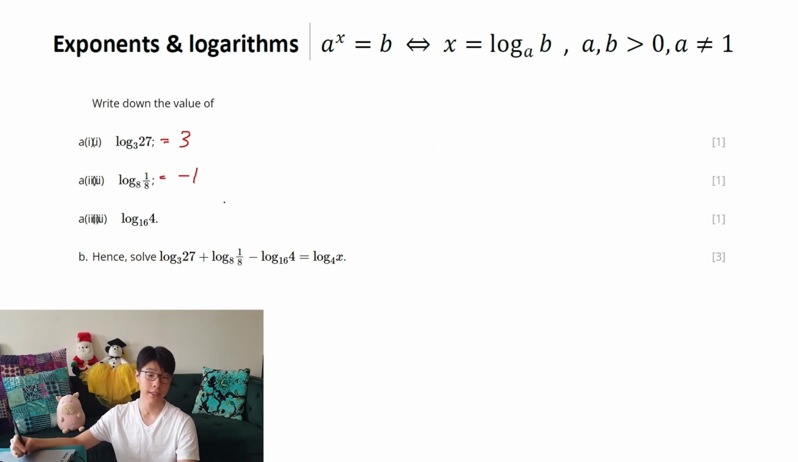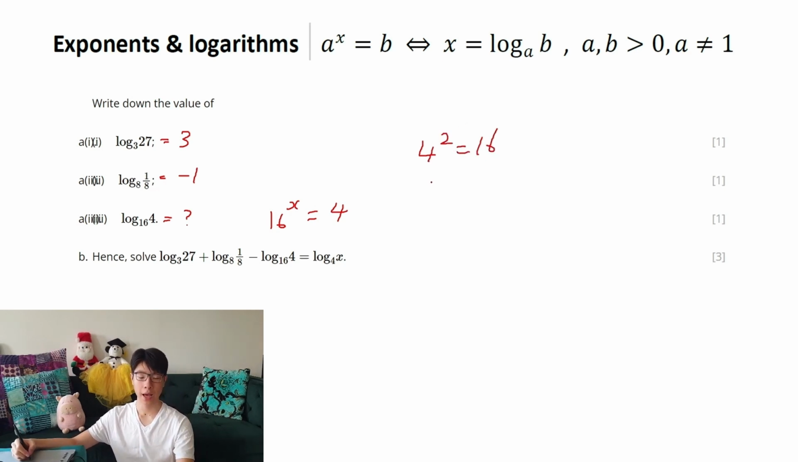Part A3, log base 16 of 4 is equal to... First, let's identify the base. 16 to the power of some number, let's label it x, will be equal to the result, which is 4. In this case, 16 to the power of what will be equal to 4? Well, we see a relationship here. 4 to the power of 2 will be 16. In other words, 4 squared is 16.